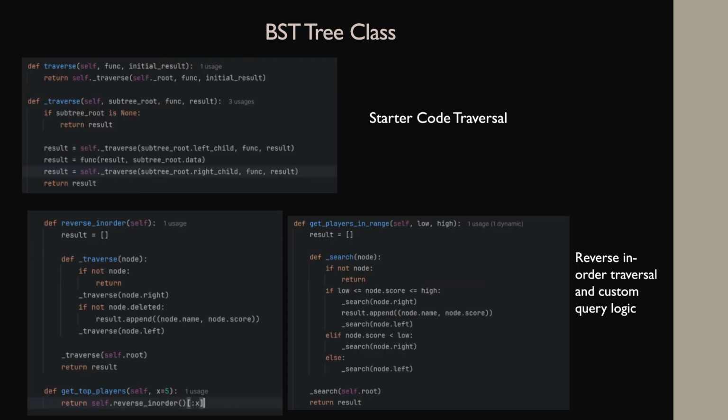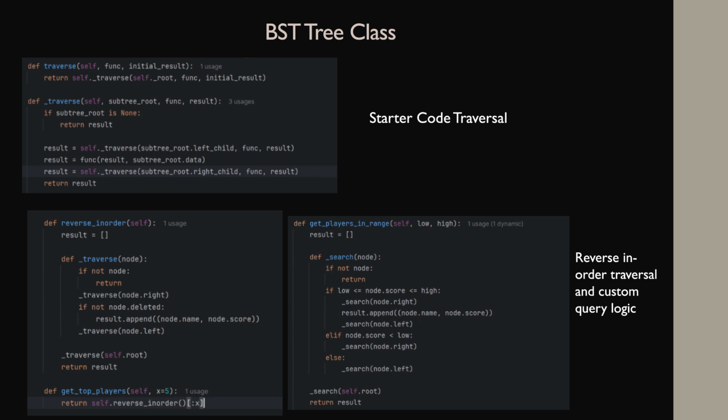So in the starter code for assignment 5, normal in order traversal was already implemented, and it essentially walks the tree by visiting the left node, then root node, then right node, and then returns an ascending order of values. But for my project, in order to build the leaderboard where we have the top scores first, I essentially flip that logic and would use reverse in order traversal.